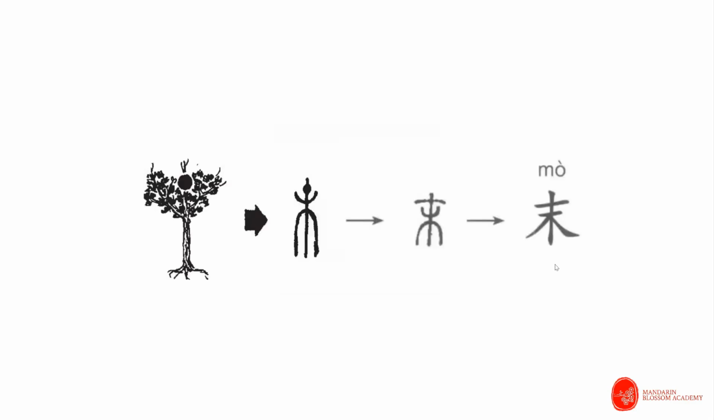Our last character, 末. Look at its original form. It's the same tree, but the dot is at the top of the tree now. And how does a tree grow? From root to top. So this is where it stops growing, and it means the end. It also has meanings of fundamental and secondary. Now you can trace it or write it down.